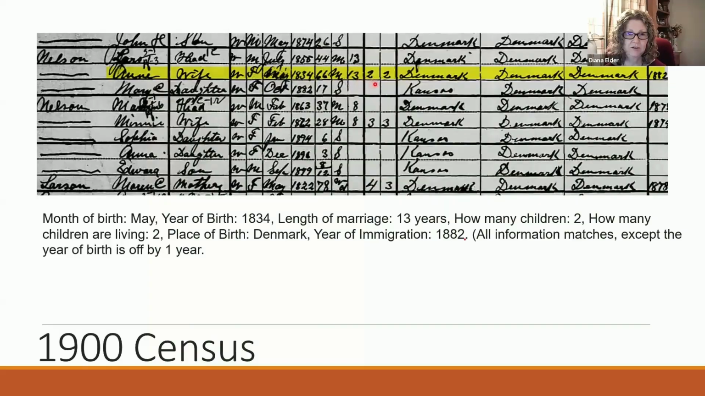She has 2 children and 2 are living, and she's from Denmark. And over here, the immigration date is 1882, which does match. So several pieces match up here. Just this one date here is a little bit off. So this would be a conflict that we would need to resolve.